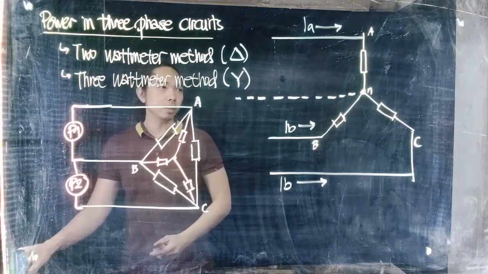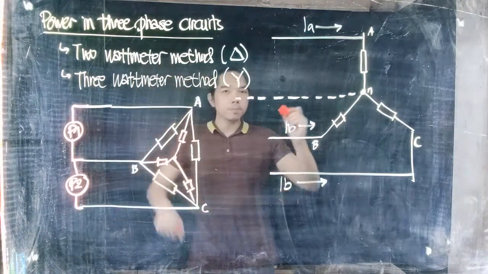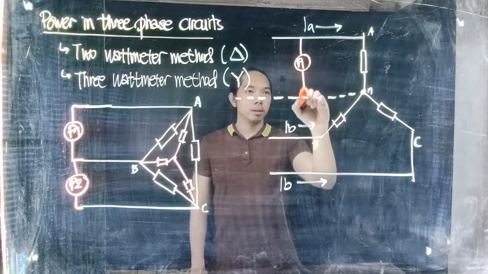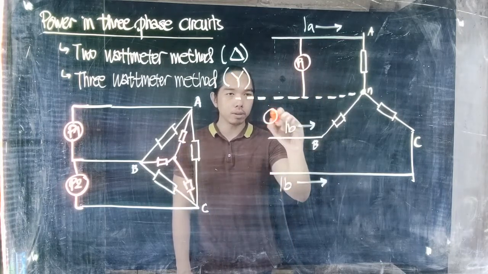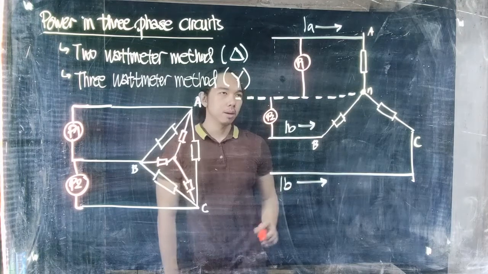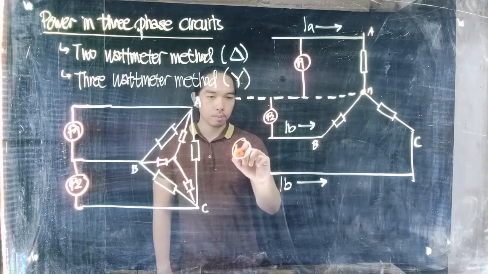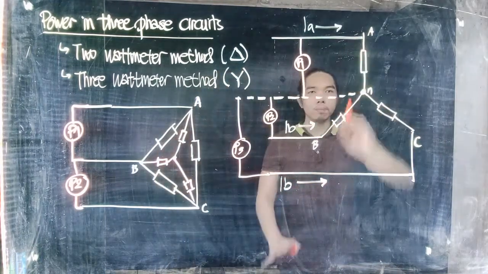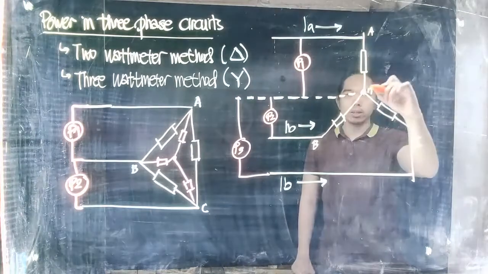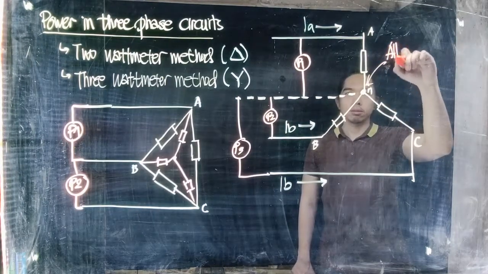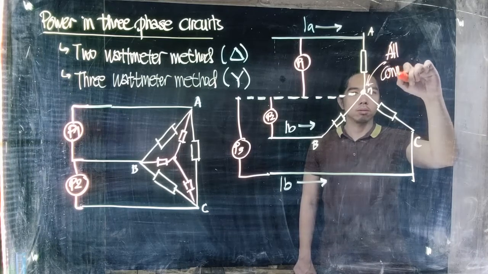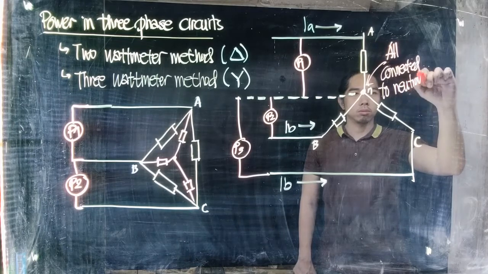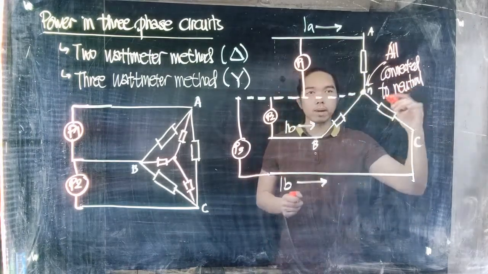Now we're going to put the power meter. The first power meter would be put here, in between the node A and the neutral line. Then power meter 2 here, and then power meter 3 will be the one connecting C and the neutral. This is how we connect them. If you notice, all of them are connected to the neutral, or normal in other books.